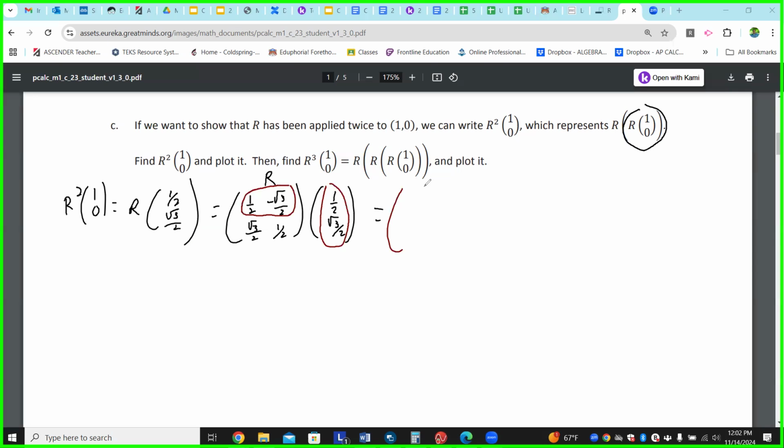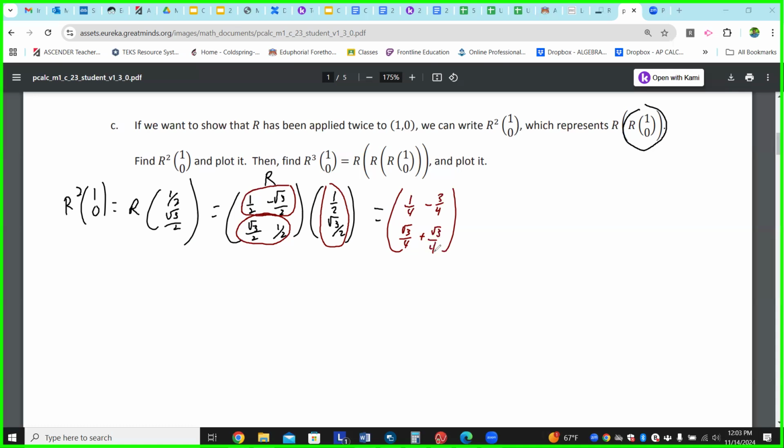All right, so then 1/2 times 1/2 gives me 1/4. Negative square root 3 over 2 times the square root 3 over 2 would give me what? 3 over 4, which will be negative. And then I'm going to do the same thing with this guy. Square root 3 over 2 times 1/2 would give me, and then 1/2 times square root 3 over 2 would give me. Remember, multiplying fractions is straight across. So square root of 3 times 1 is square root of 3. 2 times 2 is 4. And then over here, this is 1 times square root of 3, which would just be square root of 3, and then 2 times 2, which is 4.